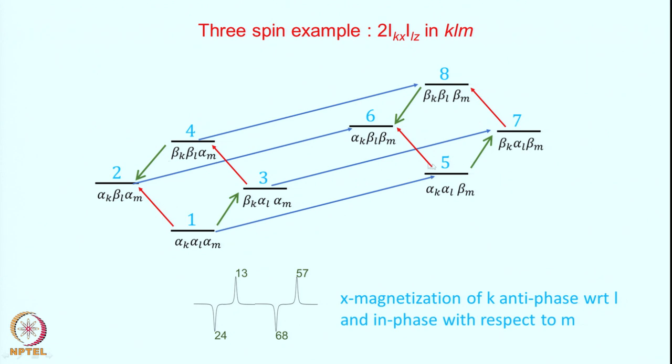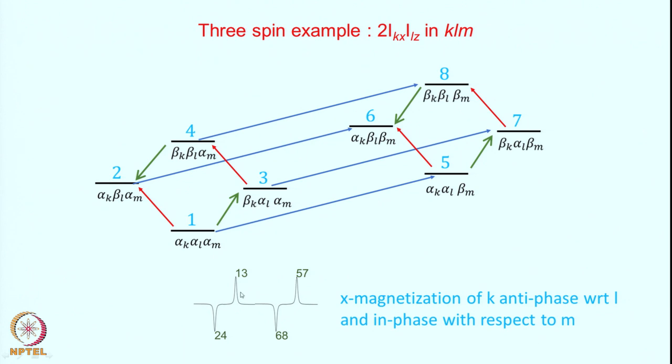The same thing will happen in this block as well. 5,7 and 6,8 will also have opposite signs. If 5,7 is positive, 6,8 will be negative. So therefore you have here the 5,7 transition and the 6,8 transition. The separation between these two will be the coupling constant between the spins K and L. The same thing is here, okay.